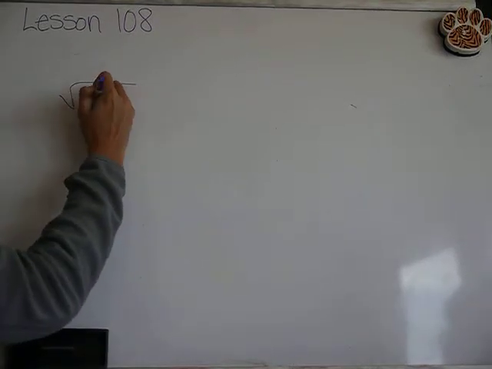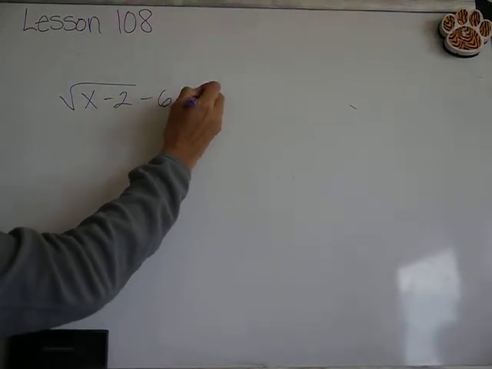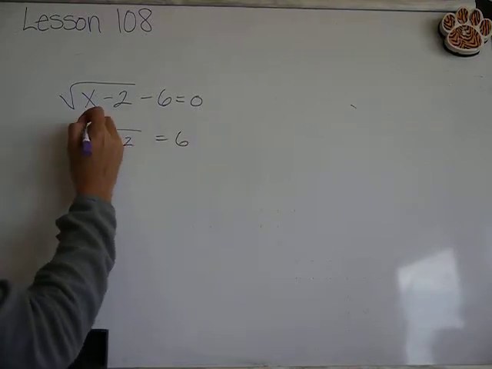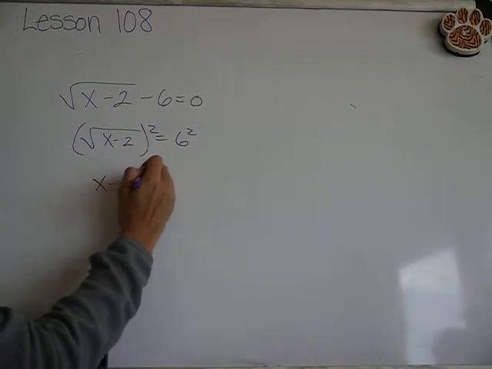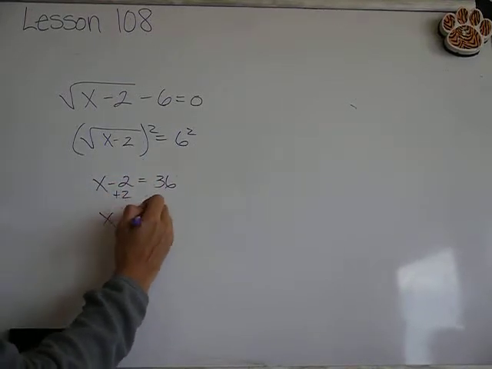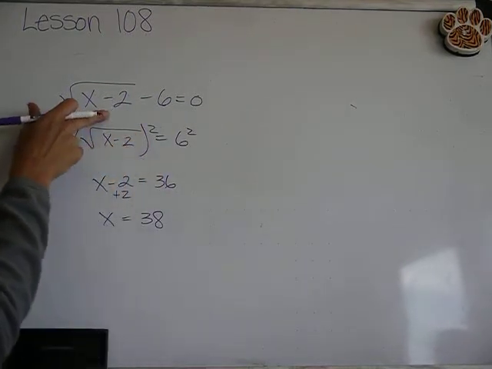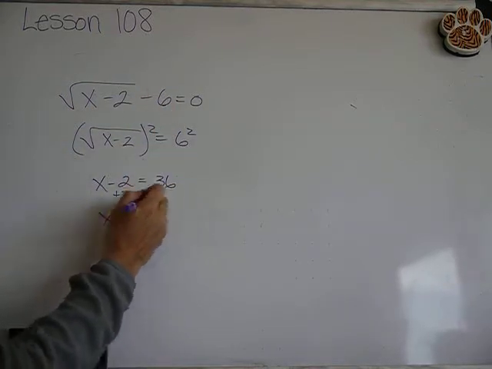The next one is 38. Did you check it? I checked it. It's actually 38. Okay. Square both sides. And we check it. 38 minus 2 is 36. Square root of 36 is 6. My 6 is good. All right.